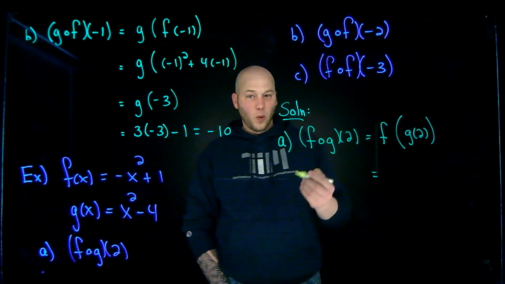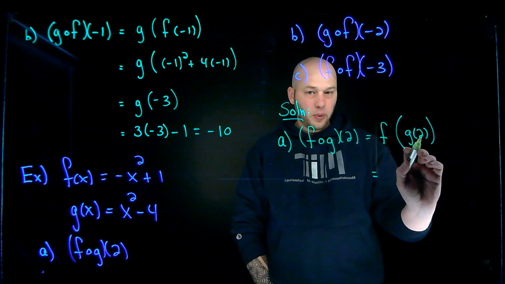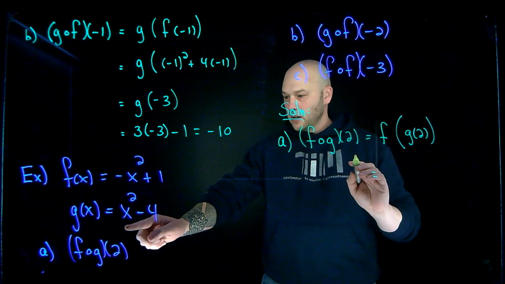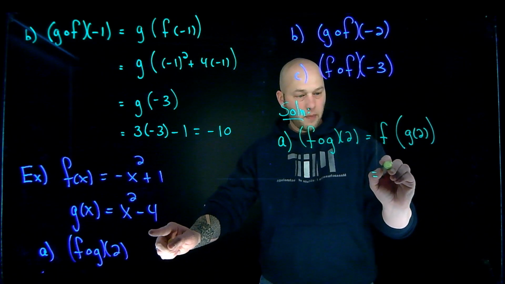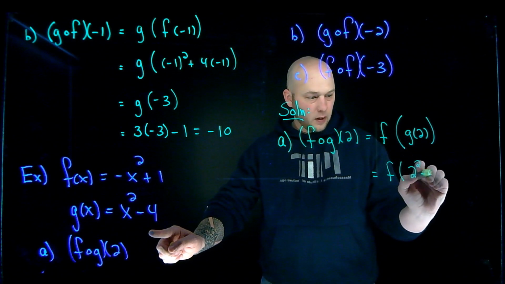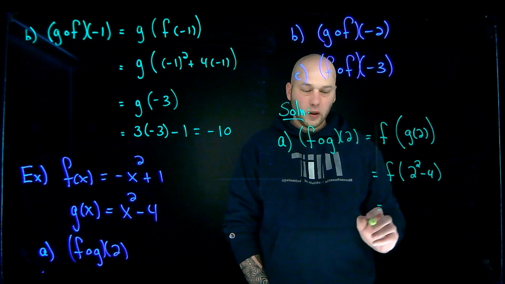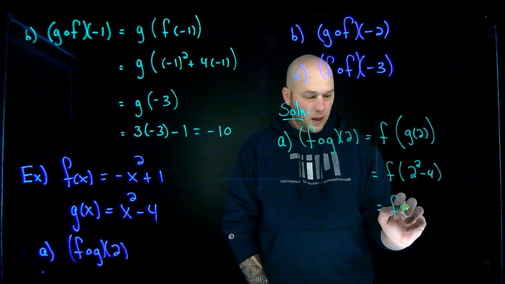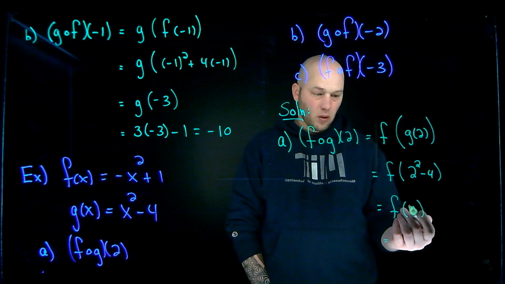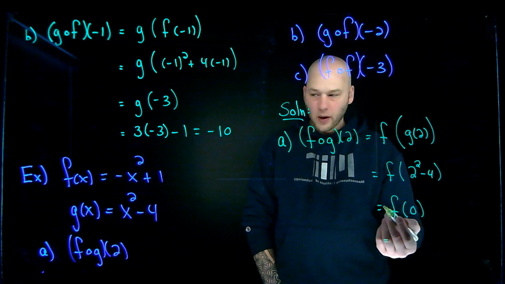All right. What do I do first? Well, notice that the input 2 gets plugged into the function g. Function g is x squared minus 4, so when I plug this in, I would get 2 squared minus 4. And of course, 2 squared is 4, so 4 minus 4 is 0. That gives me f of 0. Now I'm going to use the input 0, which was the output for g.